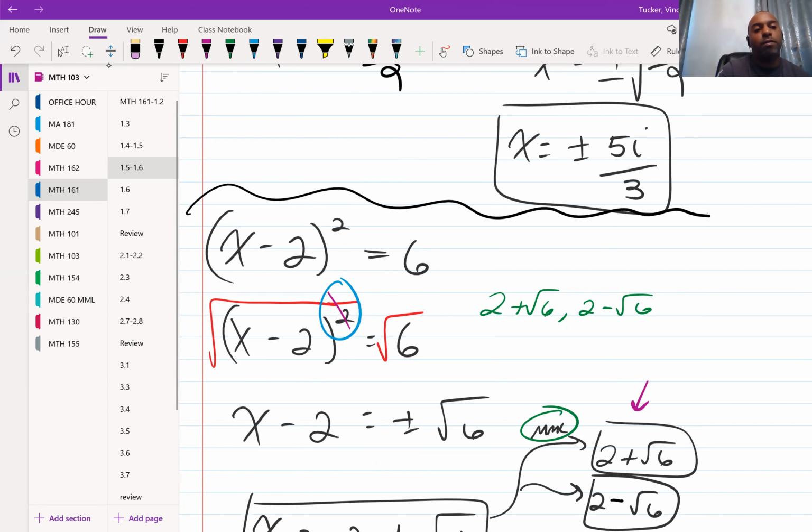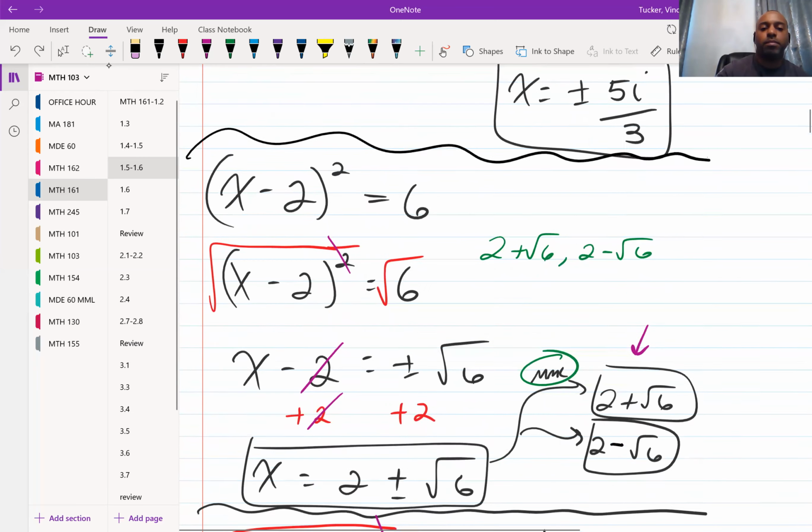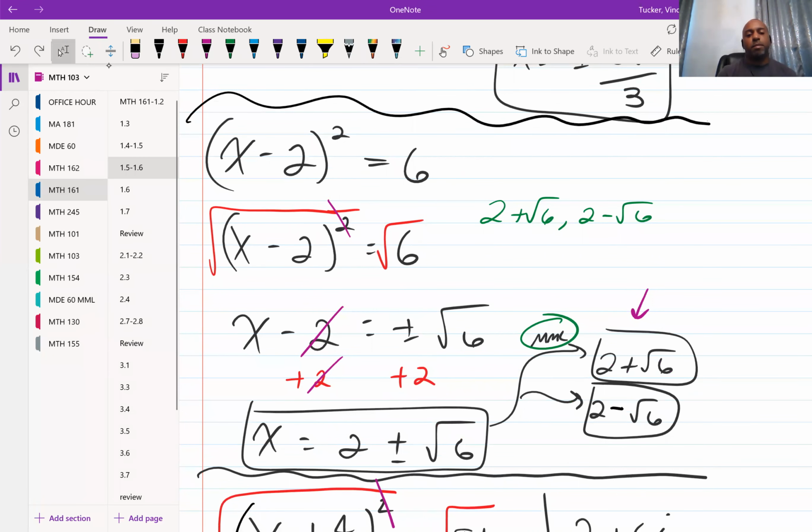Now I can finish solving for x by adding 2 to both sides. And that'll be plus or minus square root of 6. Normally this plus 2 you put in front of the plus or minus sign. So we have 2 plus or minus square root of 6.